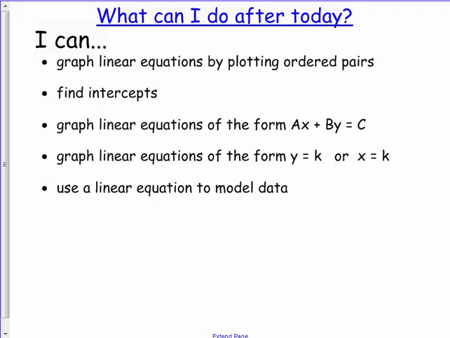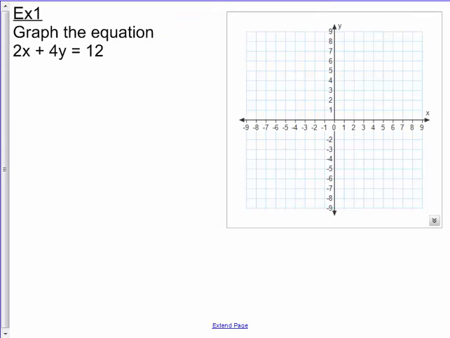This is Senior Algebra, Section 3.2, Graphing Linear Equations in Two Variables. Today, we're going to be looking at graphing equations by plotting ordered pairs. So, I have to find some ordered pairs. How do I find them? Well, I'm going to find some intercepts, the x and y intercepts, and we're going to start with example 1 here, where we're given 2x plus 4y equals 12. I'm going to find the x-intercept and the y-intercept.